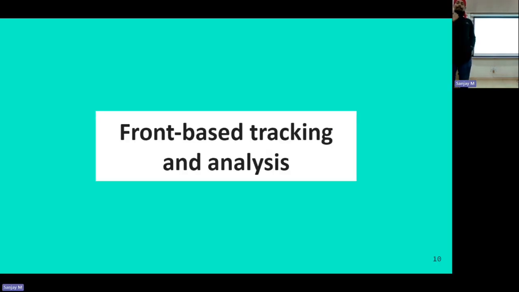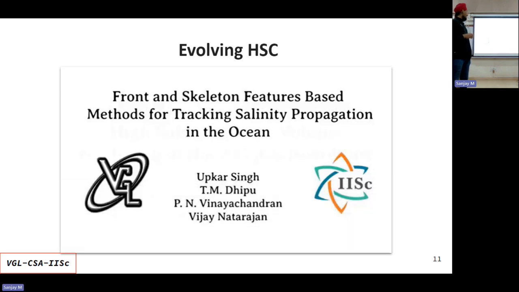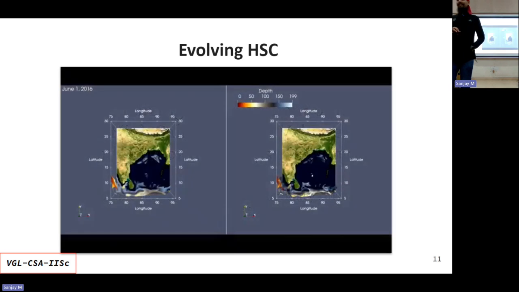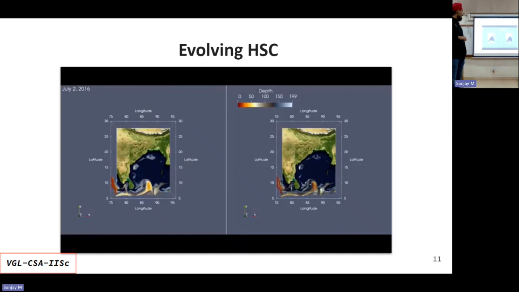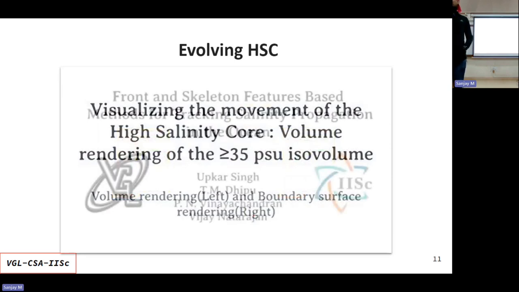So I'd start with front-based tracking. What exactly is a front, or why exactly front? When we look at the iso volume of the high salinity core, which is greater than or equal to 35 PSU, we see that it starts uniformly, and then it splits into multiple shapes. So HSE keeps evolving over time. And if we just look at the right side, which is just the boundary of that high salinity volume or high salinity core, it shows us basically a similar shape.